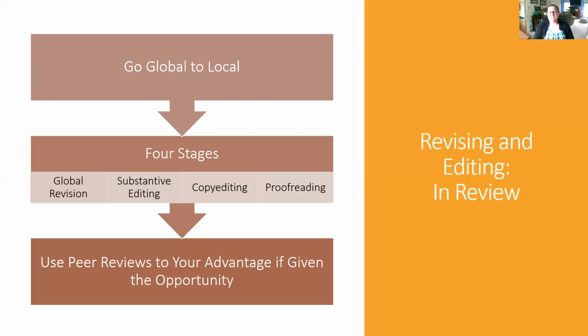Okay, so again, when you get to the point where you're revising, after you get the peer review back, after you get my feedback on your draft, you're going to come back and go through those 4 stages: global revision, substantive editing, copy editing, and proofreading. Okay? All right, so that, I think, covers it for this.